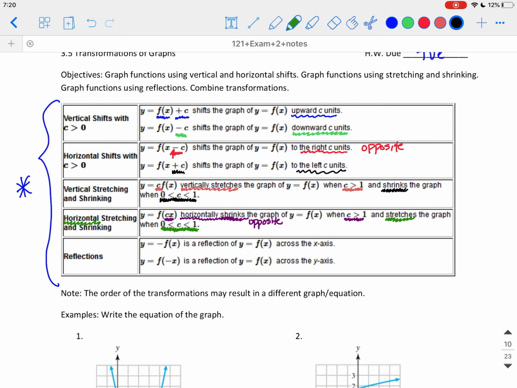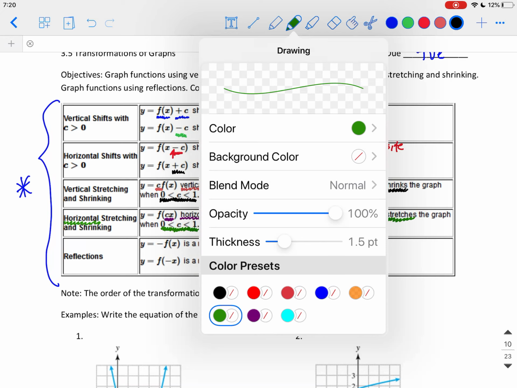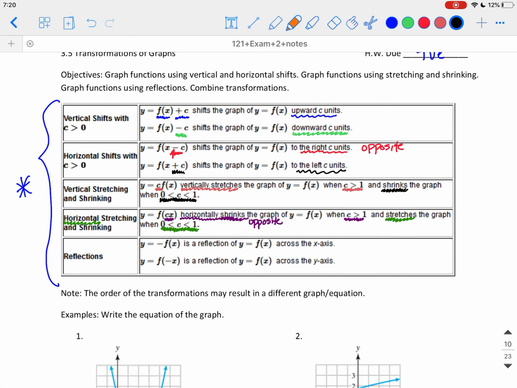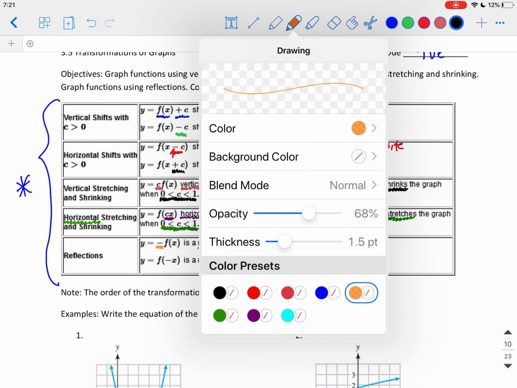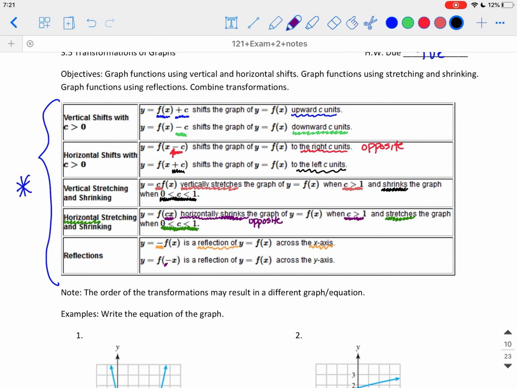The last type of transformation: if you have a negative on the outside being multiplied, like a -1 on the outside being multiplied, that's going to be a reflection across the x-axis. And if you have a negative on the inside of the function being multiplied, that's going to be a reflection across the y-axis.